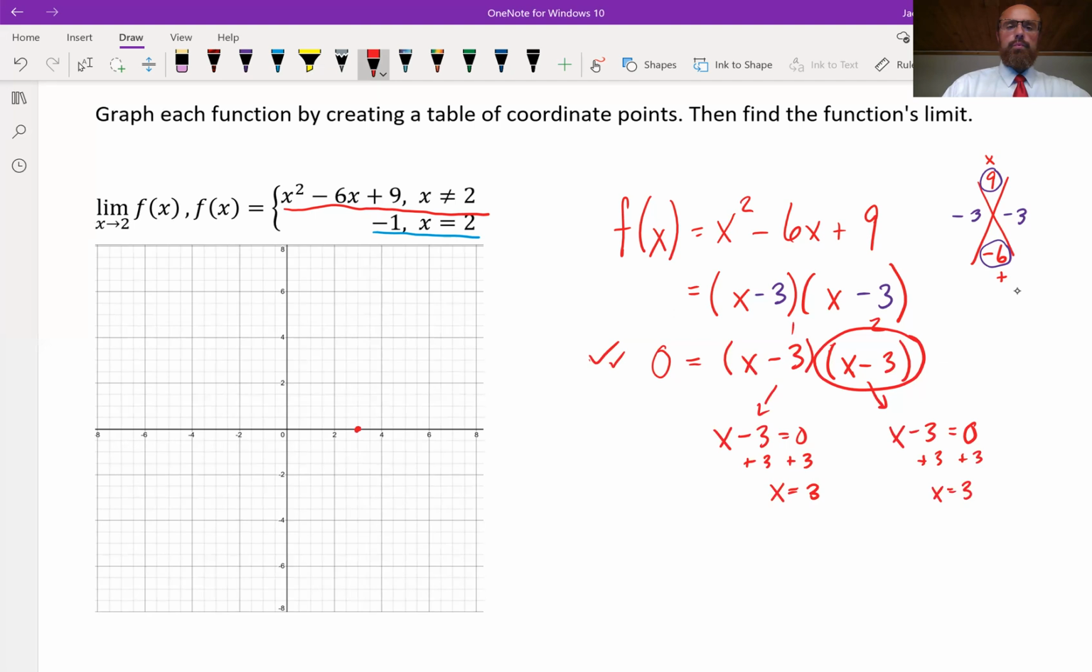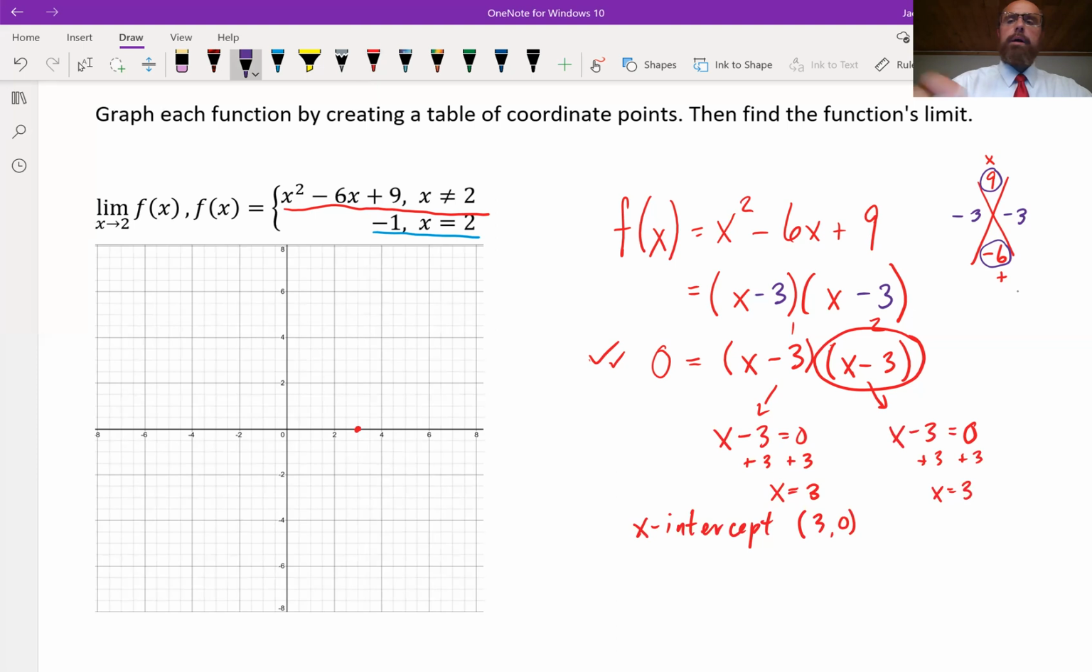Well, that gives us one really critical point here on the f of x. So I'm just going to remark here that this tells us the x-intercept. The x-intercept is 3, 0.